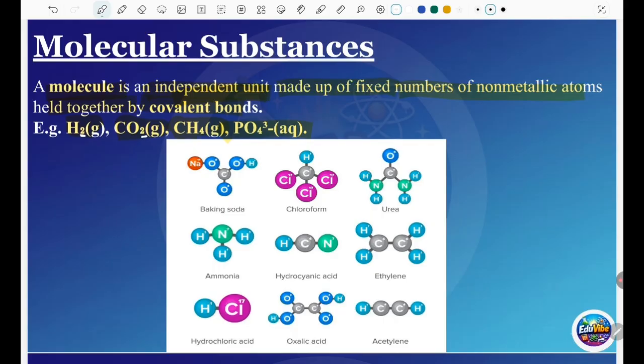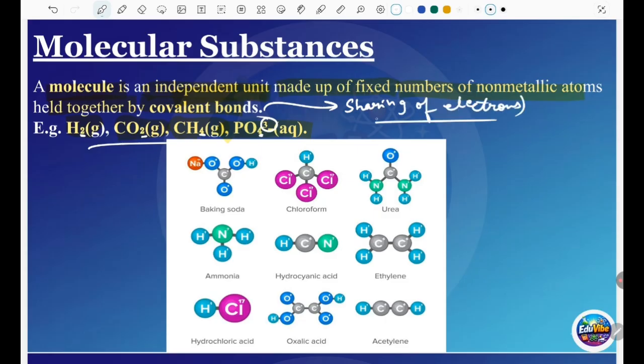CO2 has a fixed number: C has one atom and O has two. Then CH4: C has 1, H has 4. They are fixed. In PO4, O has 4, P has 1, and it has a charge of 3 negative. Basically, if you know this, you can know what covalent bonds do. Covalent bonds often do the sharing of electrons. The sharing of electrons is done by this type of molecular substance.